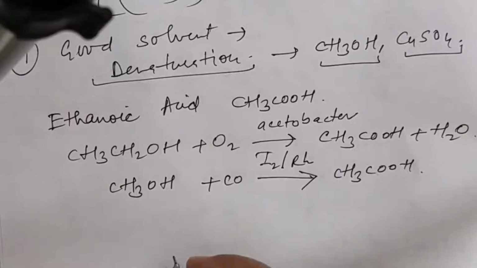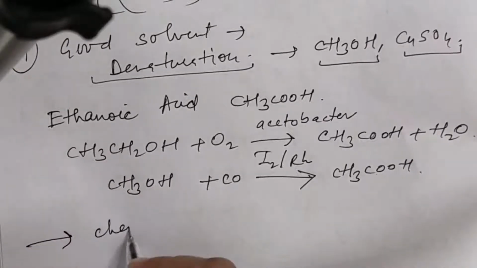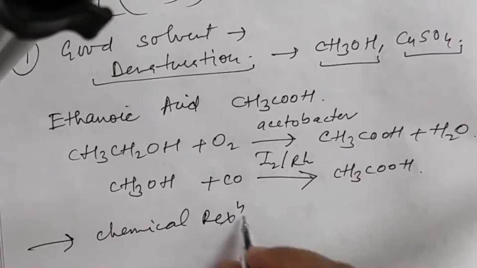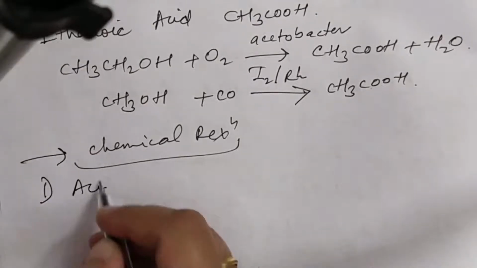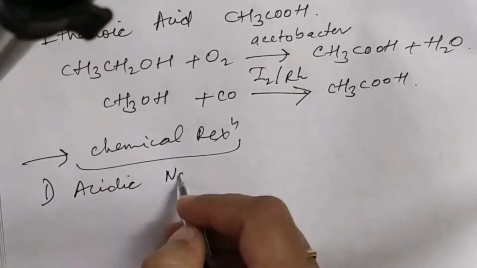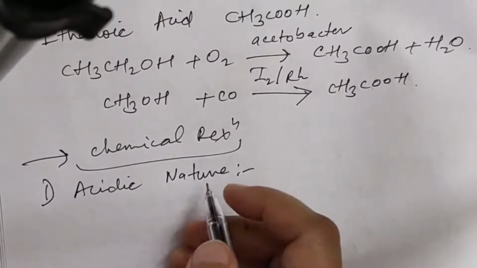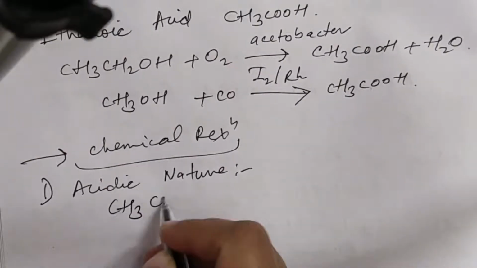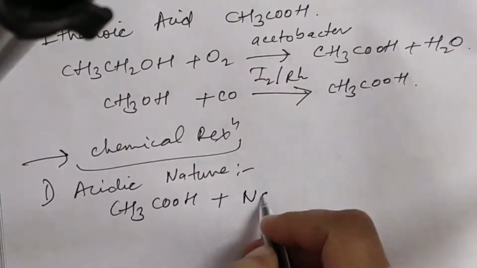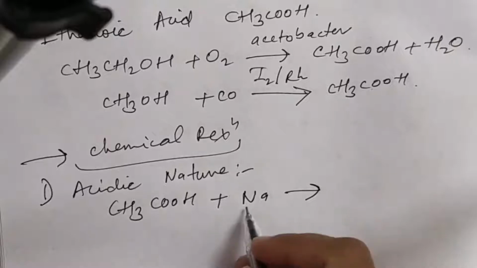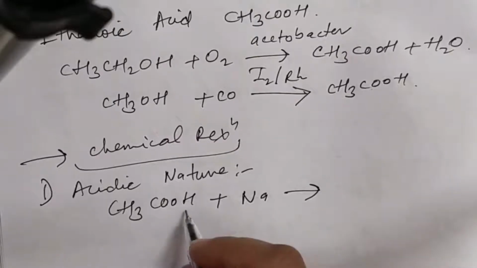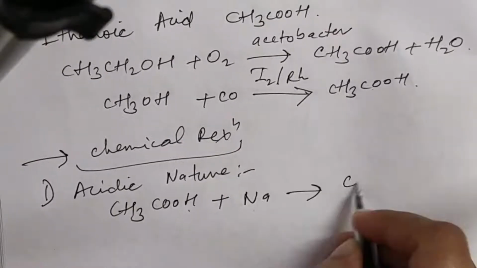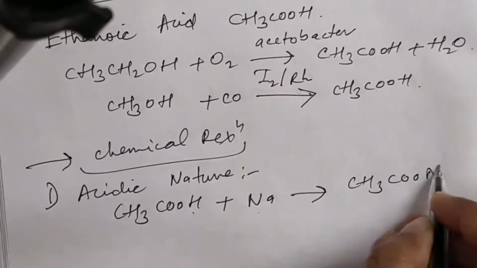And among chemical properties, what are the important chemical reactions it shows? The important chemical reactions shown by acetic acid, first is the acidic nature. It shows the acidic nature. Okay, here, acetic acid can easily combine with sodium to form, here it is showing, sorry, the substitution reaction. It is showing the substitution reaction, CH3COONa, as we have already discussed, students.